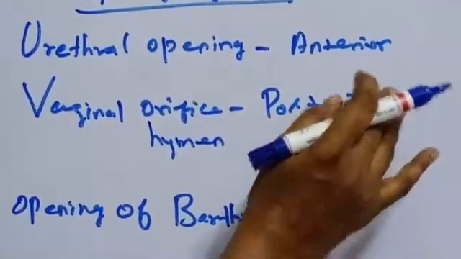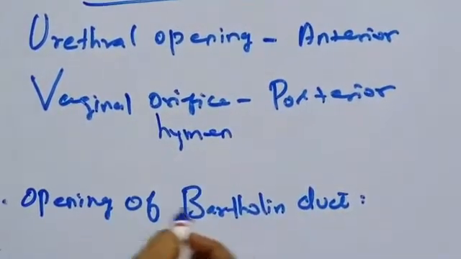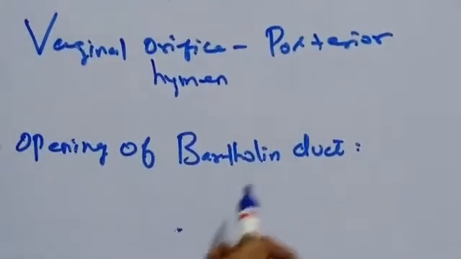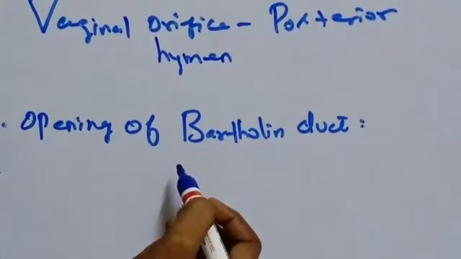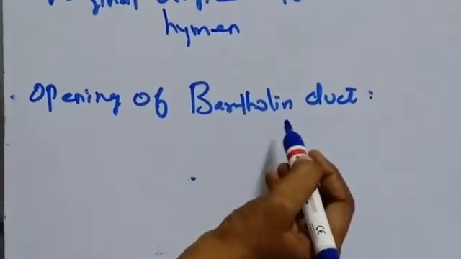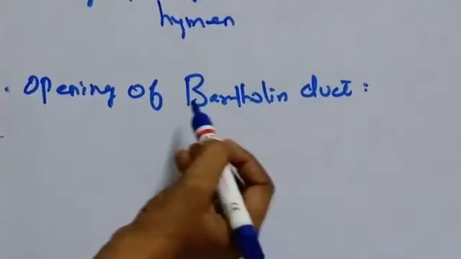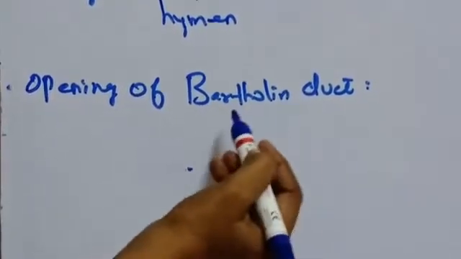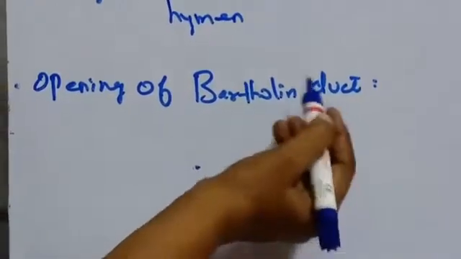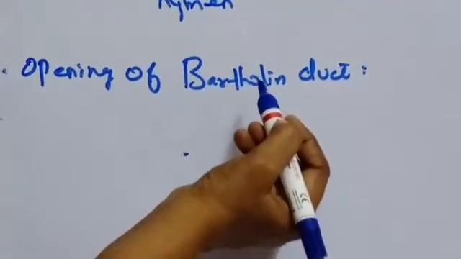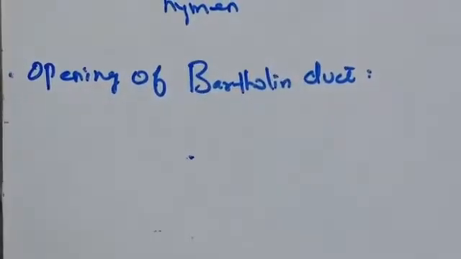Okay. Next one is the opening of Bartholin duct. These are the openings of one pair of Bartholin glands, otherwise called great vestibular glands, which are situated on the lateral side of the vagina. These Bartholin glands secrete alkaline fluid during sexual excitement.